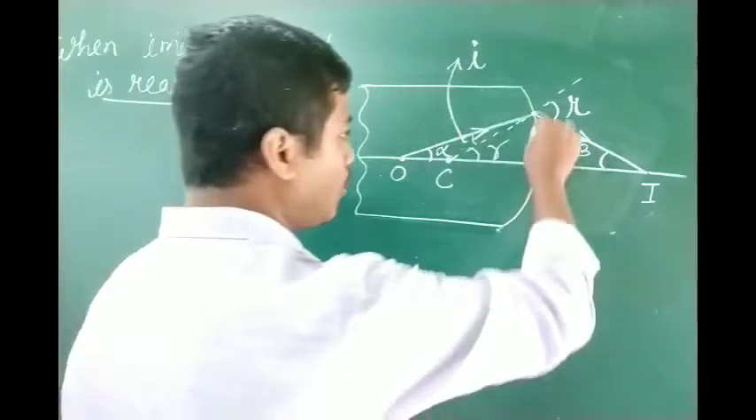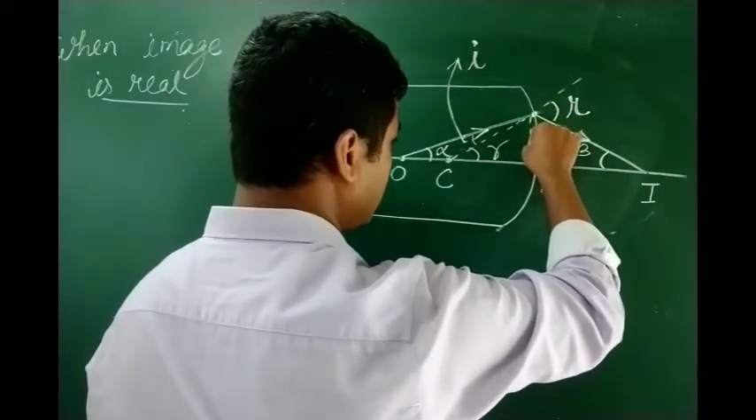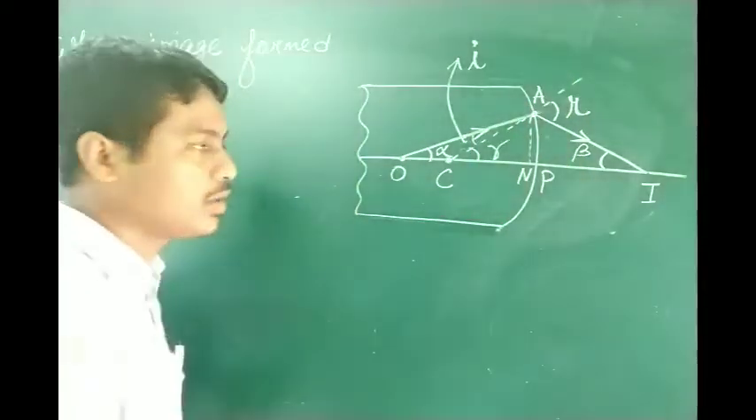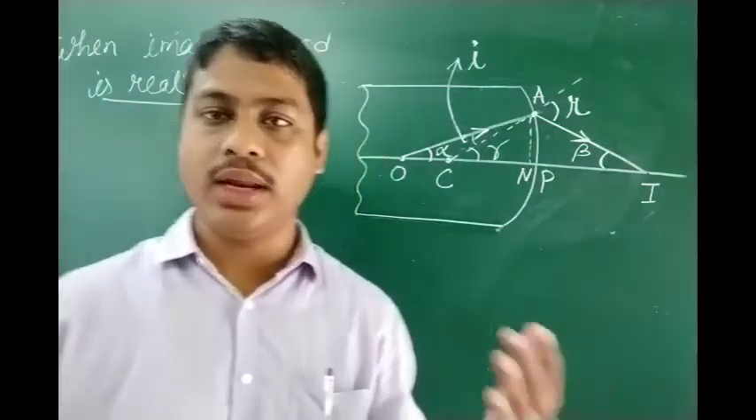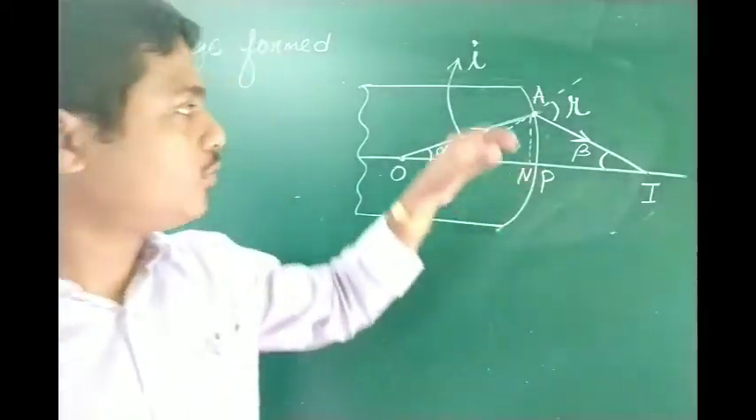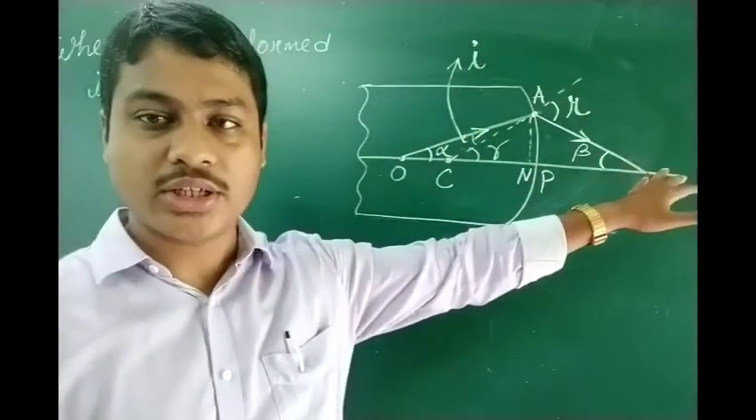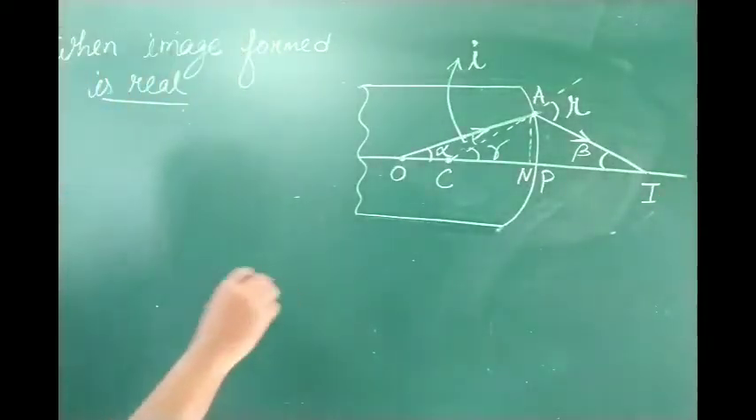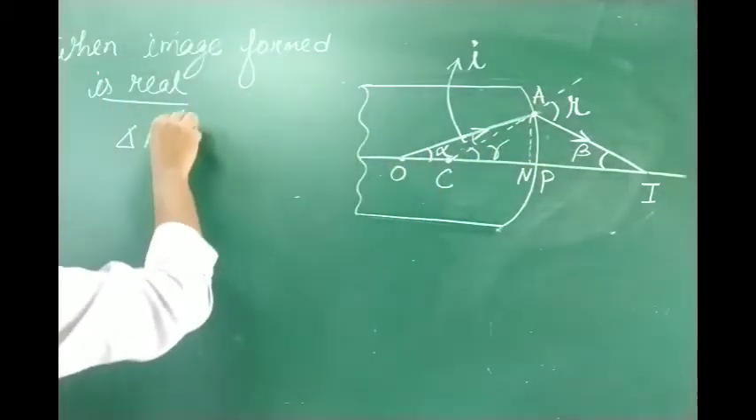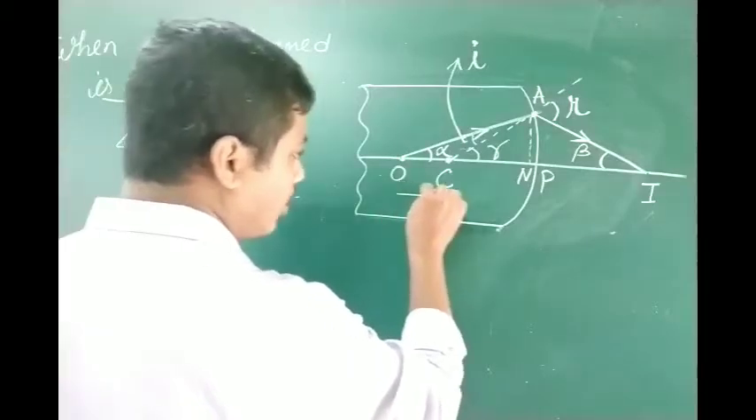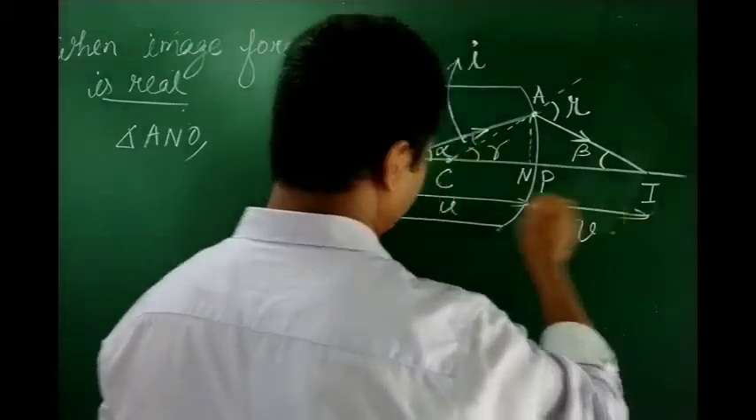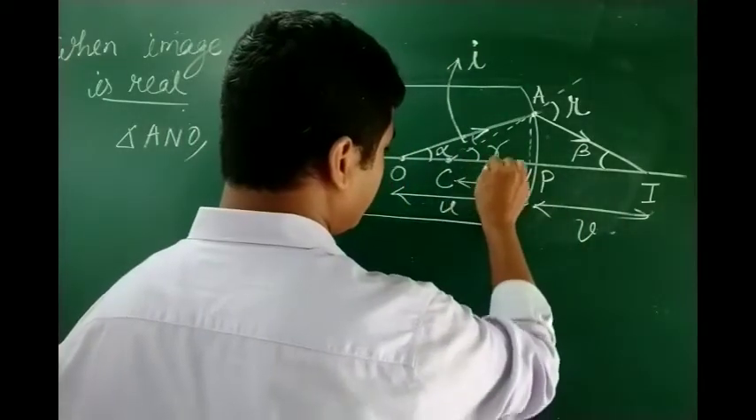In the same way, draw one line from this point perpendicular to the principal axis. This is the normal to the principal axis. Mark this as point N. Since we have to derive the formula, we have to use Snell's law. For using Snell's law, we first have to calculate the angle of incidence and the angle of refraction. One more thing: from the pole to the object will be your object distance, from pole to the image will be your image distance, and from pole to the center of curvature will be your radius of curvature.